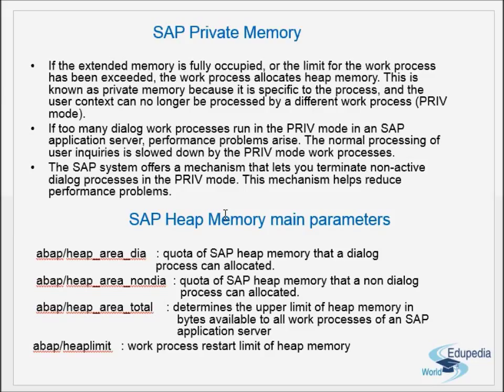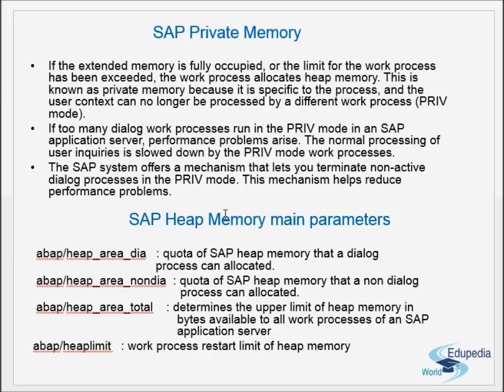Still that task is just like an endless loop or something, continuously running. So we have to either kill such processes manually, or we can set a parameter where we can terminate the dialog work process in a priv mode after some time. Now, the heap memory parameters.